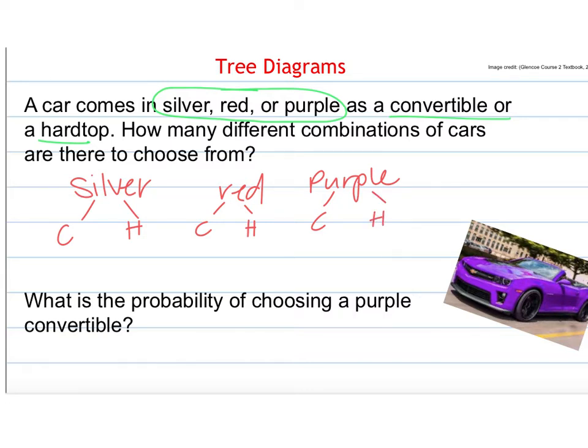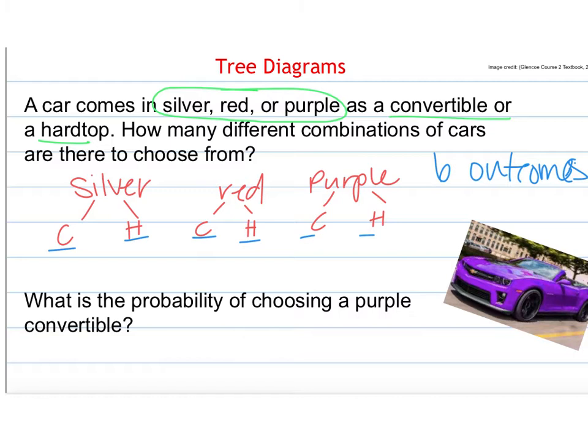Okay, so there's my tree diagram, each of the colors and then the type of top on the car. Again, when we're counting for total outcomes, we only include the bottom. So 1, 2, 3, 4, 5, 6. So there are 6 outcomes or 6 different types of cars that I could pick from. And then again, do not include the stuff on the top, the colors silver, red, purple when we're counting, because that's already included in the types of tops to the car.